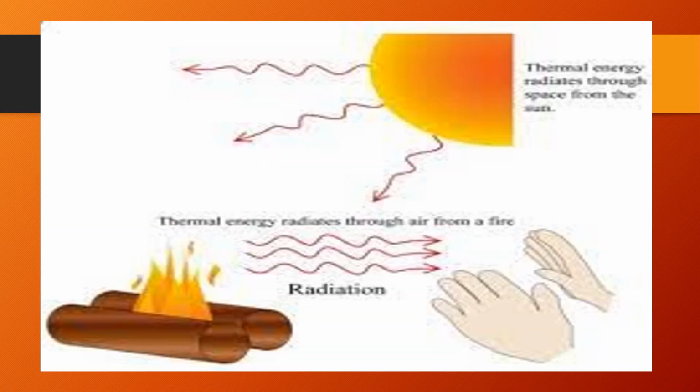Some examples of thermal radiation we can see here. The heat energy which we receive from the sun: the earth is receiving heat energy constantly from the sun, and that occurs because of the radiation of the heat, because there is no material medium between the sun and the earth. There is a very huge vacuum in space, but still the heat energy is received. This is because of the radiation.